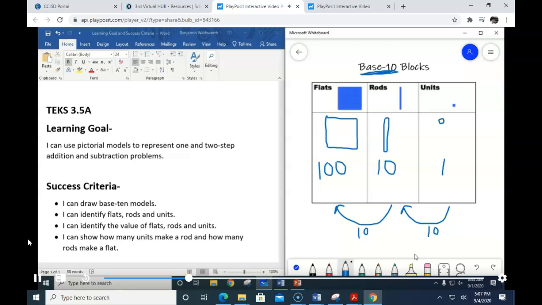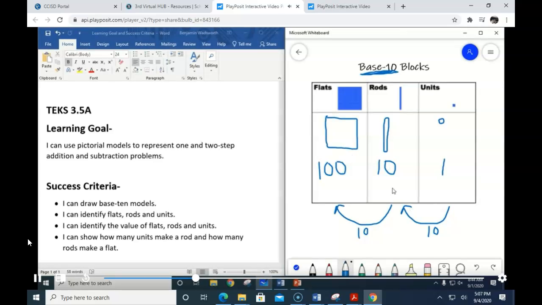Okay? The reason that's important is because when we're adding and subtracting, we might have to regroup. We might have to make a new rod, or we might have to take a flat and break it down into rods, right? So we need to understand how many units make a rod, how many rods make a flat, how many flats make a rod, and how many rods make a unit. Okay? So we need to know how it works both ways, back and forth.